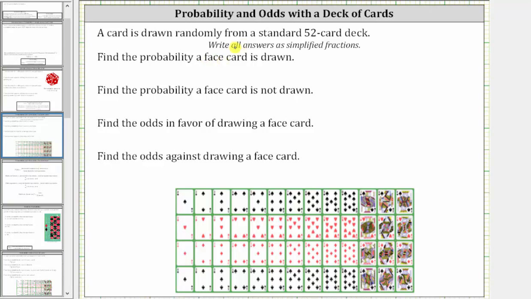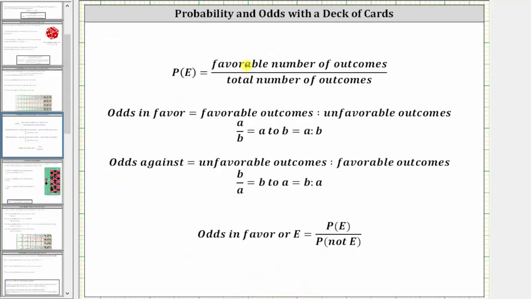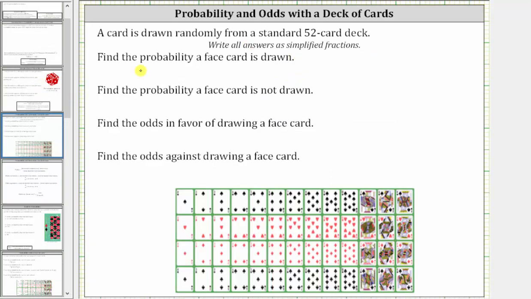A card is drawn randomly from a standard 52 card deck as shown below. We're asked to find the following probabilities and odds. The first two problems involve probability, where the probability of an event E is equal to the favorable number of outcomes divided by the total number of outcomes. And we're first asked to find the probability a face card is drawn.